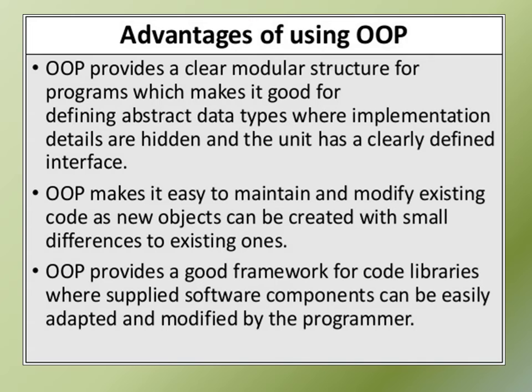Object-oriented programming makes it easy to maintain and modify existing code as new objects can be created with small differences to existing ones. Okay? And object-oriented programming provides a good framework for code libraries where supplied software components can be easily adapted and modified by the programmer. So these are some more advantages of using object oriented programming.